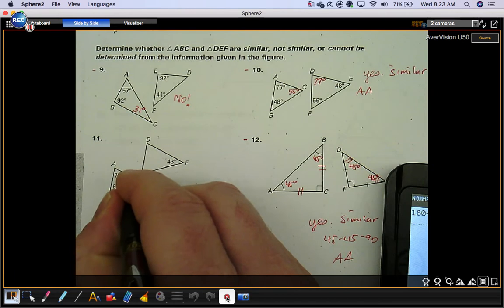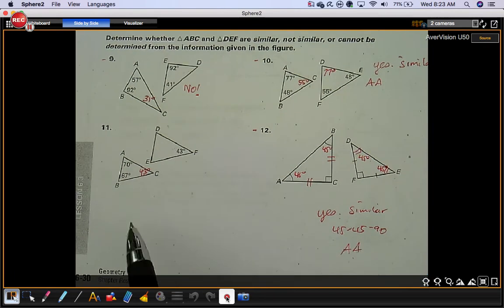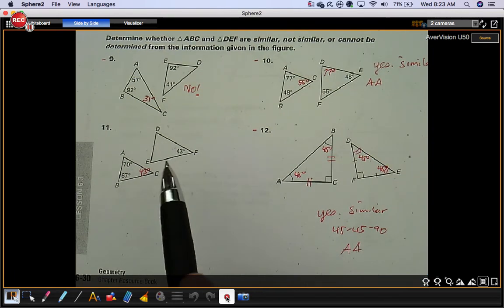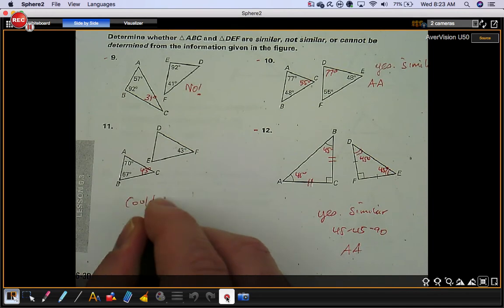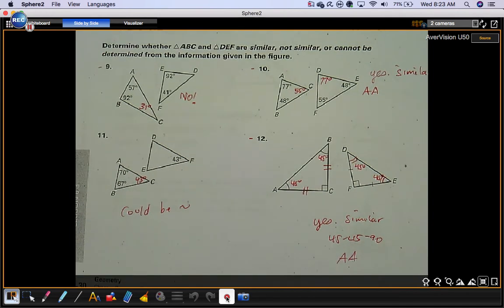And that's what I thought you were going to end up with, because notice how this angle matches this one. Now there's no way for us to know what these other angles are, so these could be similar. But you can't prove it.